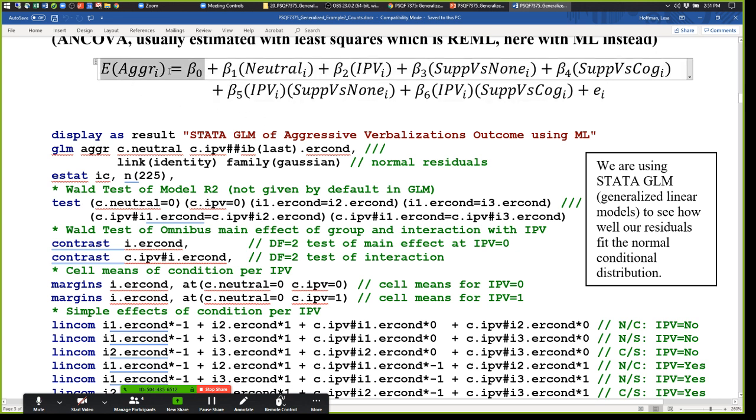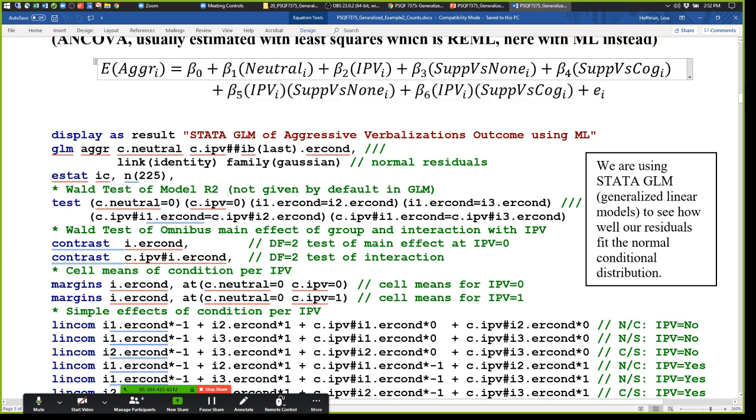So e to the agger, the expected count, all right? So I am predicting the raw count. This is an ANCOVA between groups.